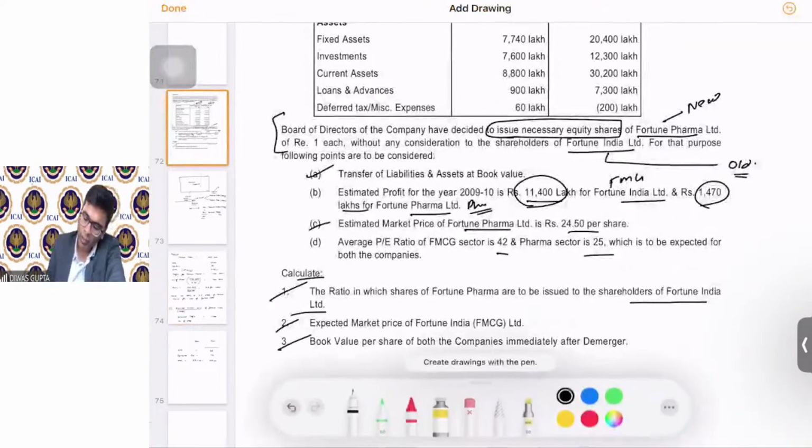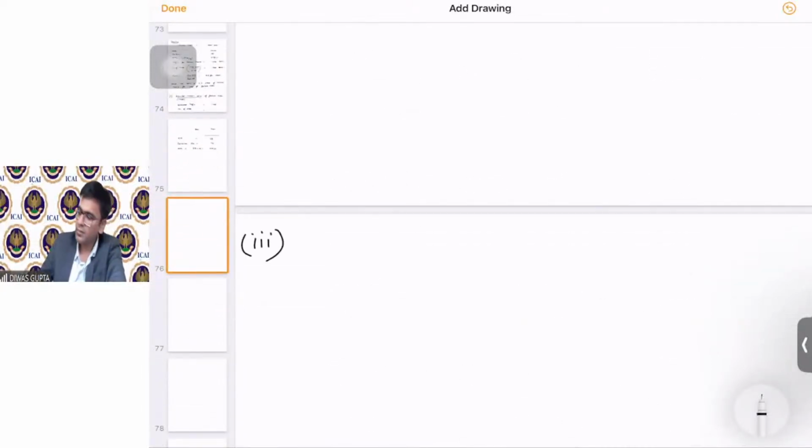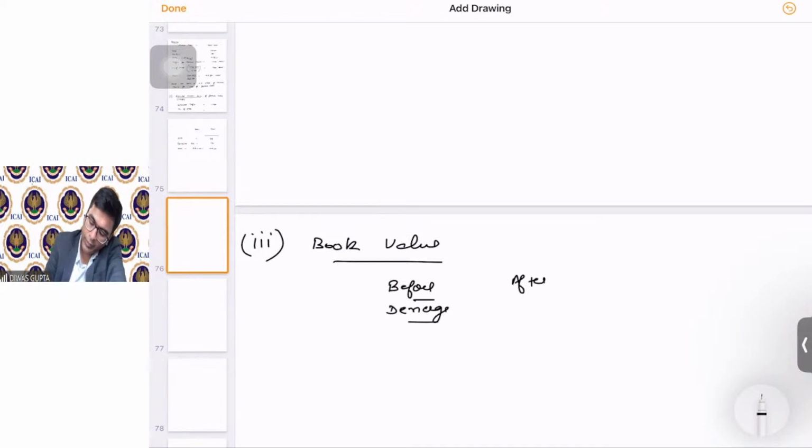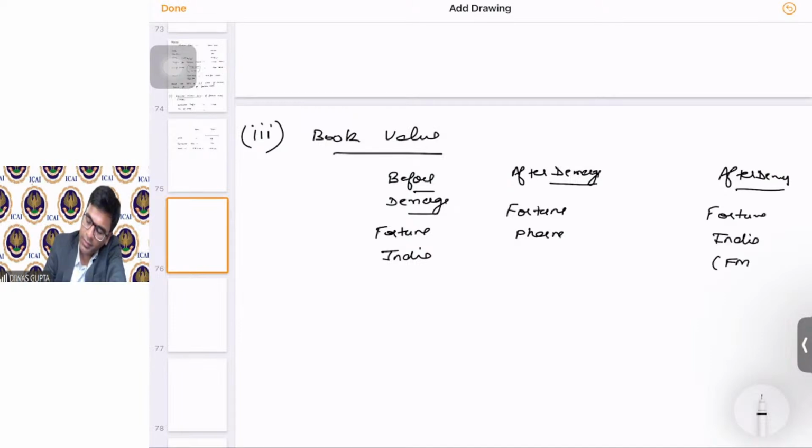Then the third part, students. Book value per share of both the companies immediately after demerger. Now we have to calculate the book value immediately after demerger. So for that, let's plot whatever is given in the question: before demerger, after demerger, and again after demerger. Before demerger, we are talking about Fortune India, which is the total balance sheet that is given to us, right? From that, we will arrive at the book value. Then Fortune Pharma after demerger is also given to us. And Fortune India before demerger minus Fortune Pharma after demerger, we will get Fortune India after demerger, which is the FMCG business.